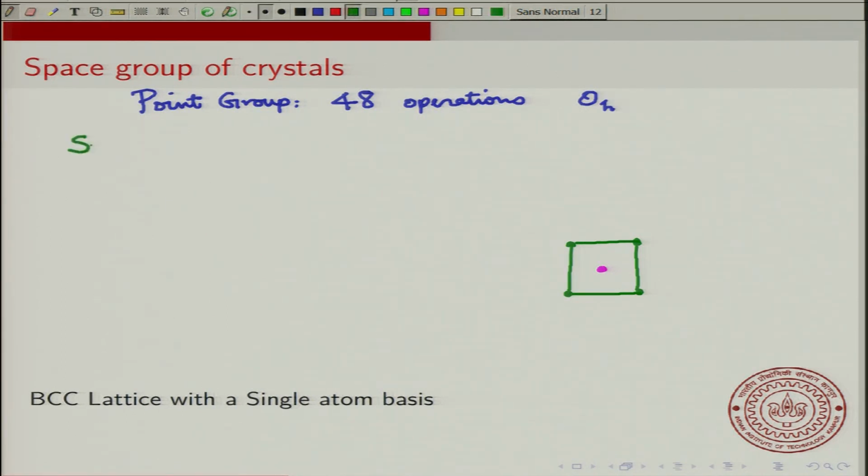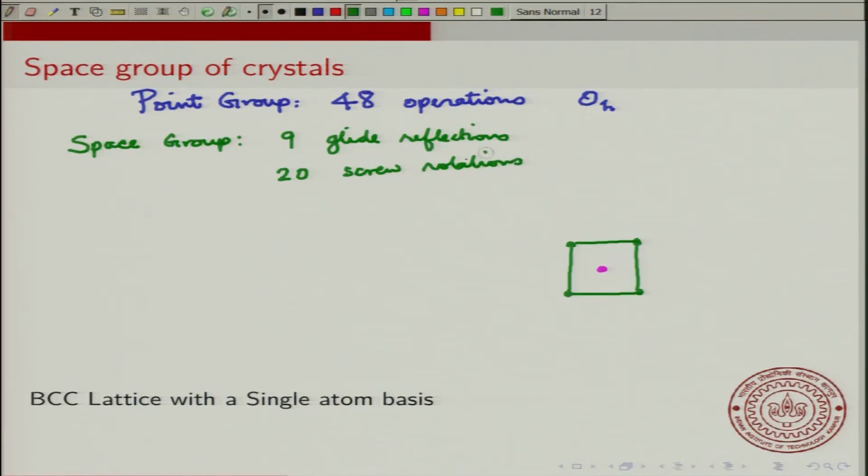Now the space group, in addition to these, has 9 glide reflections, and it has 20 screw rotations, and it has a new inversion center. One new inversion center, and this inversion center is actually located right between the corner and the body center atom. So right here, at a height of 1/4.